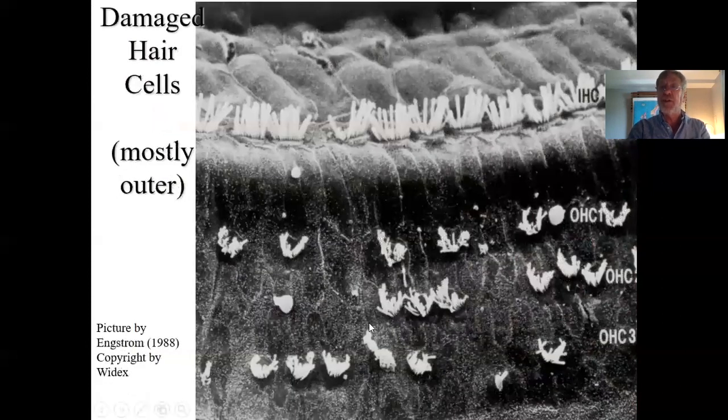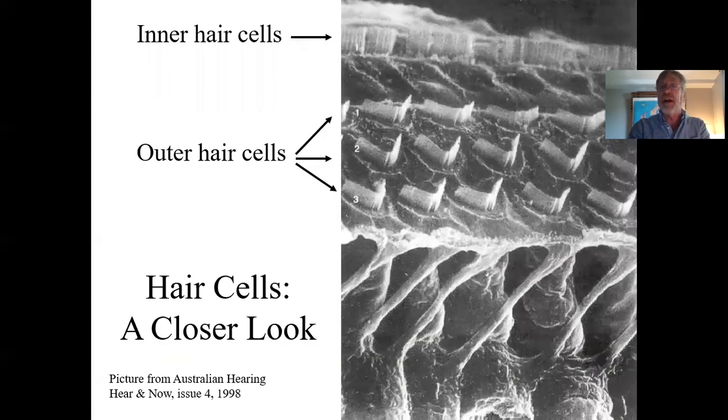Damage to the cochlea is usually confined mostly to the outer hair cells. And this is significant regarding cochlear physiology that we will be touching on in about 10 minutes from now. We're just doing a review of the anatomy.